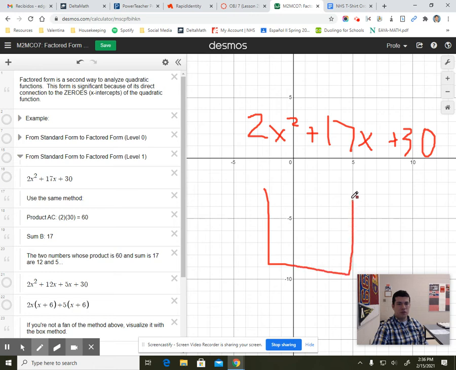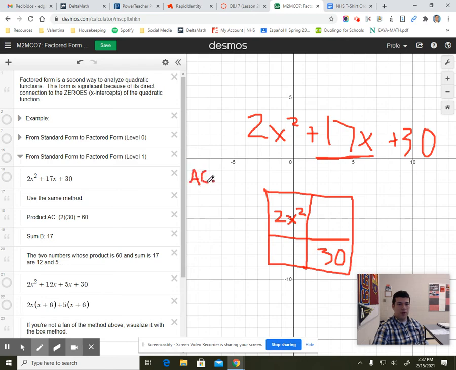I'm going to really try to visualize this problem by setting up my box, where I know that I'm going to have a set of expressions that multiply to be 2x squared and a set of expressions that multiply to be 30, right? My unknown is these two diagonals, because factored form or standard form gives me only a b value, which I know is the combination of two different values. So I use my AC method.